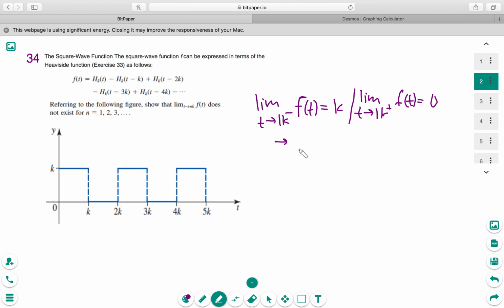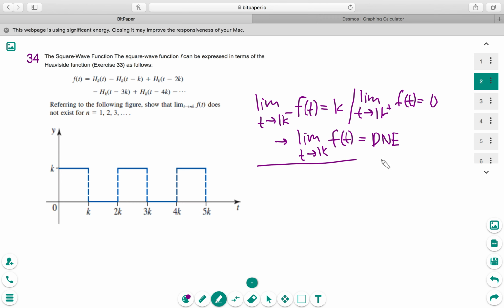And we already know that if the limits go to different values from both sides, then the limit does not exist. So you would say the limit as t goes to 1k of f of t. There we go. It does not exist. So I would say D and E does not exist. So that's for that one value, right?